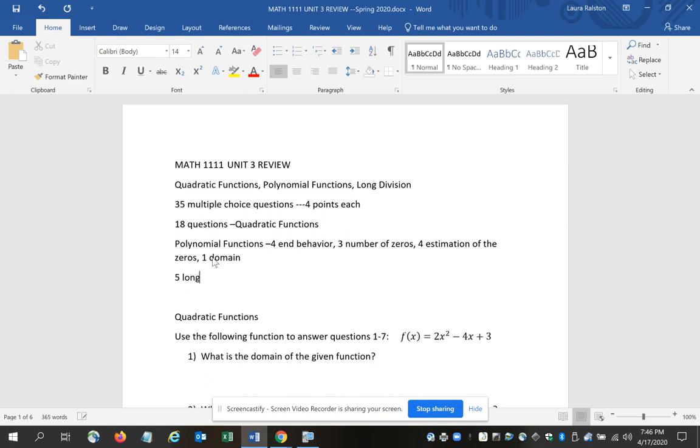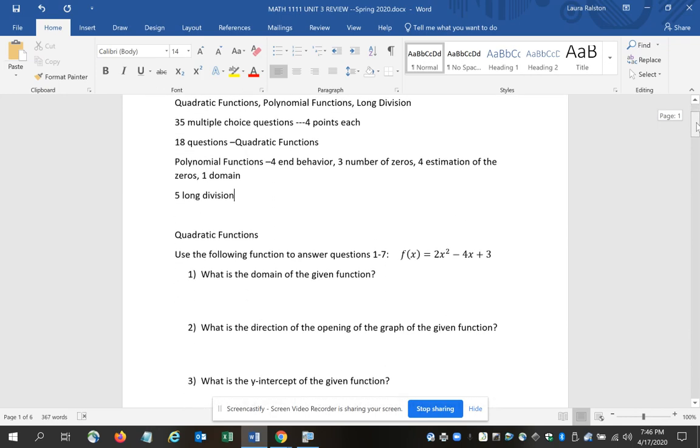And there are 5 long division problems. Okay, so that kind of gives you an idea. And they're in that order. Quadratic functions are first, then polynomial functions, and then long division. So you may want to organize your notes in that order. That's the order in which we learned it. So hopefully you'll have those pulled together.